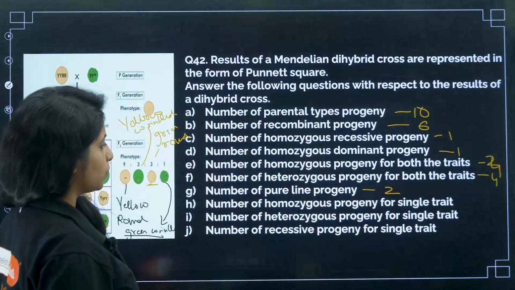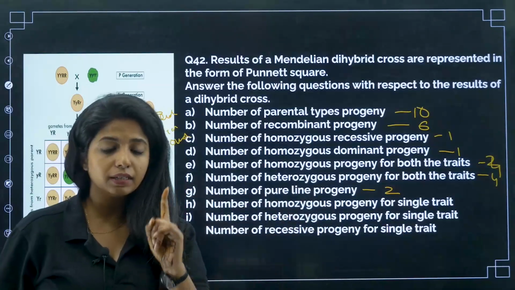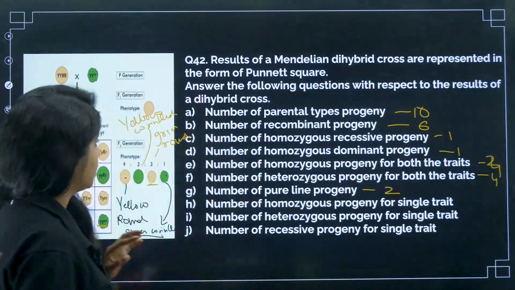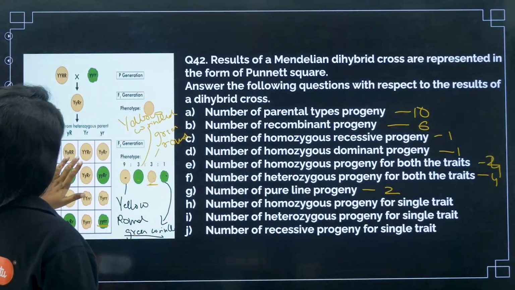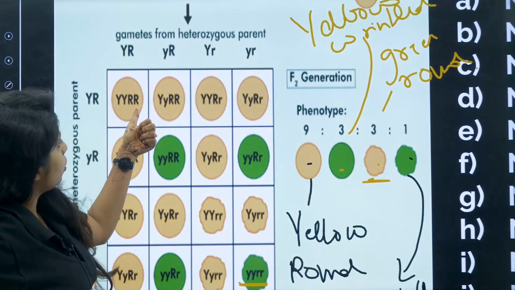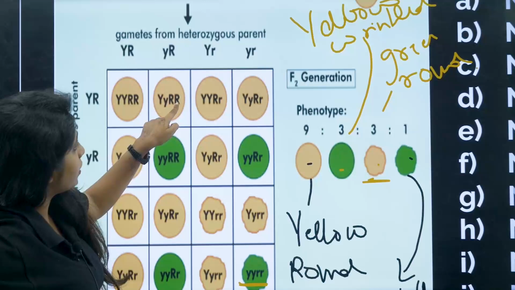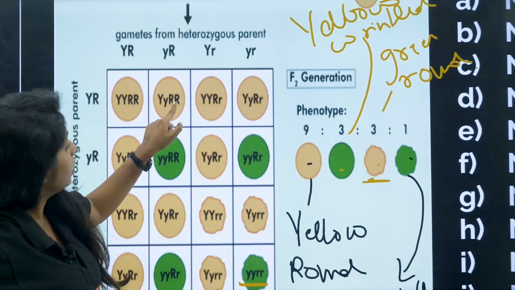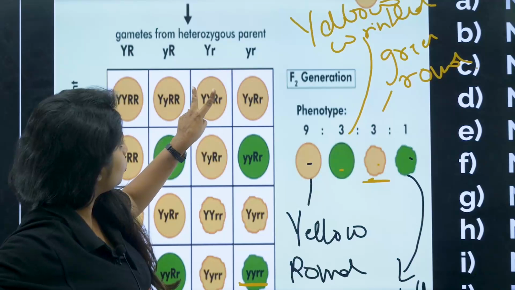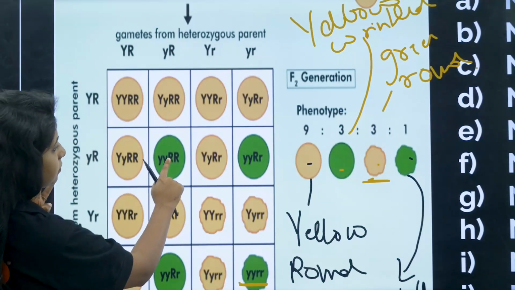Now, number of homozygous progeny for a single trait. For a single trait, there should be what? Homozygous, my dear children. So we have to find out. This is going to be really critical. Over here, this is homozygous for both the traits. This is homozygous for one trait. This is not; this is heterozygous, right? So this is 1. Again, homozygous for one trait, 2. Homozygous for one trait, 3.